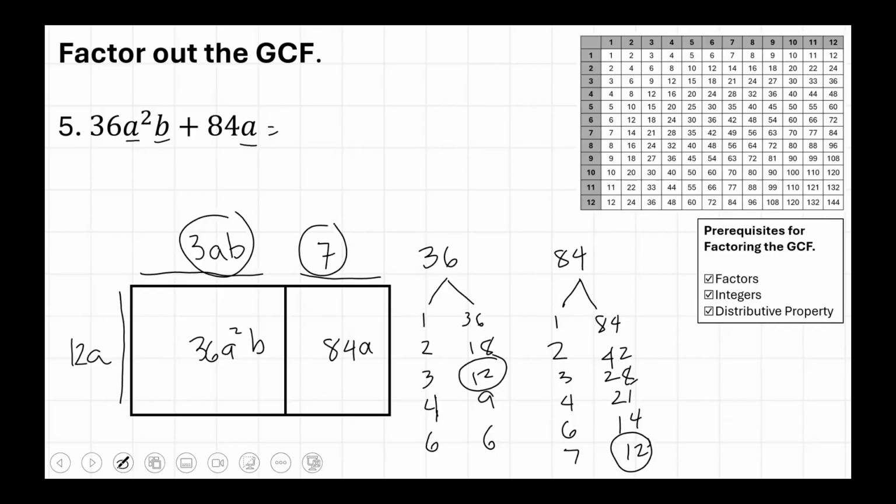And by using the distributive property, you can always check your answer by multiplying again. So let's write our final answer. 12a, parenthesis, 3ab plus 7. And we get a factor of 4.